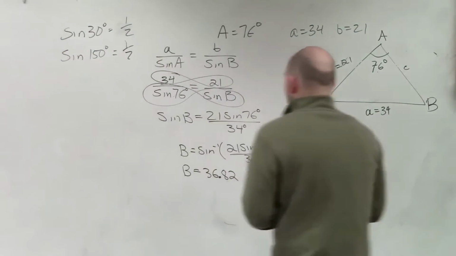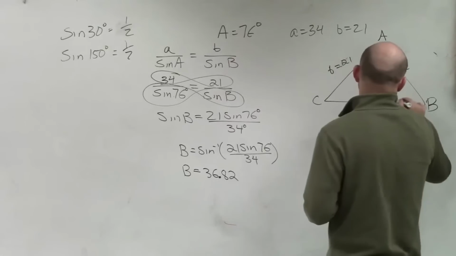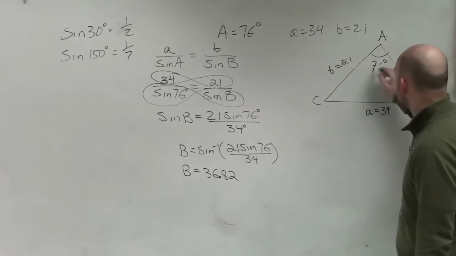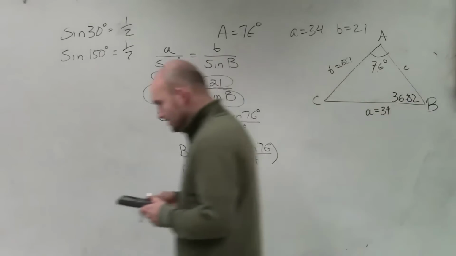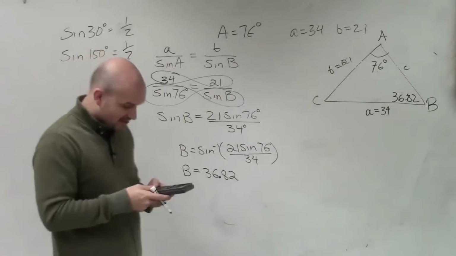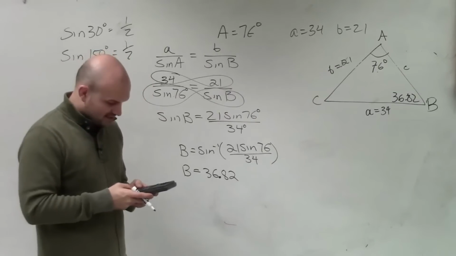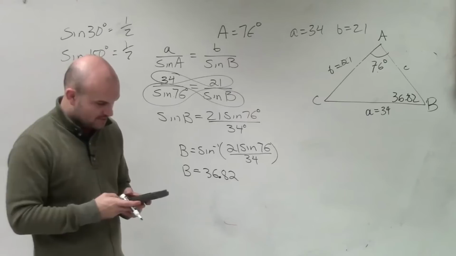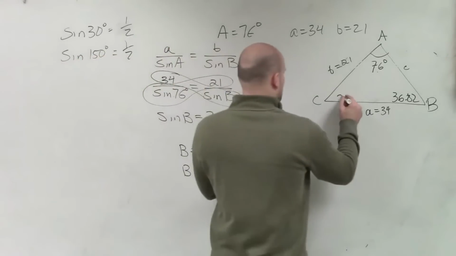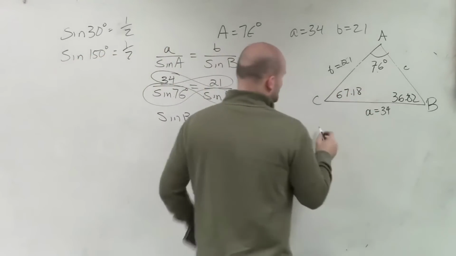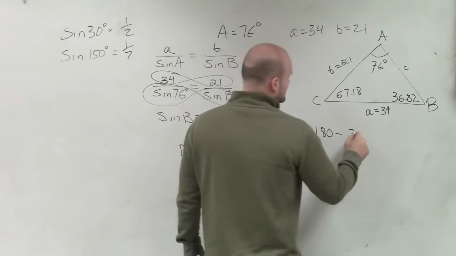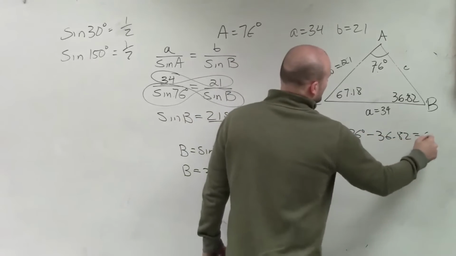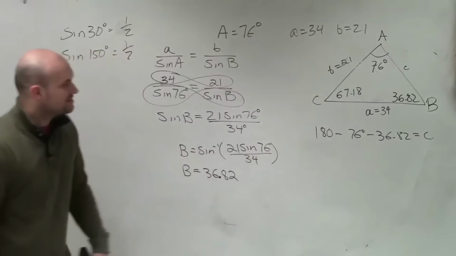So we solve for b, which is now 36.82. All right, and now we know 76 and we know a and b, so we can find c. So I just do 180 minus 76 minus 36.82. And I get 67.18. And I'll just write that out again. 180 minus 76 degrees minus 36.82 equals c, which is 67.18.